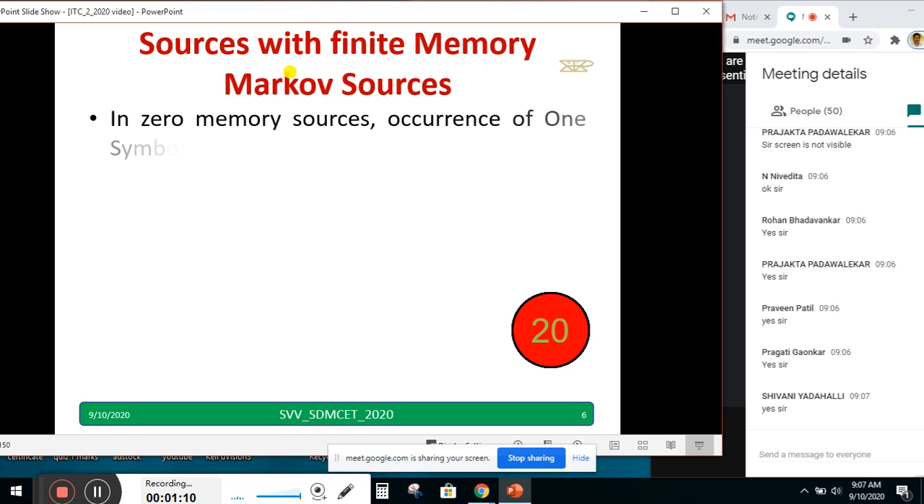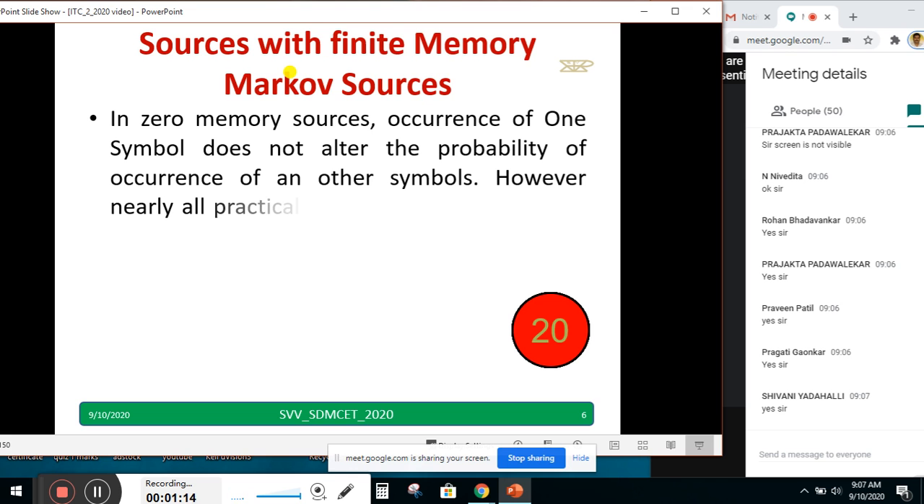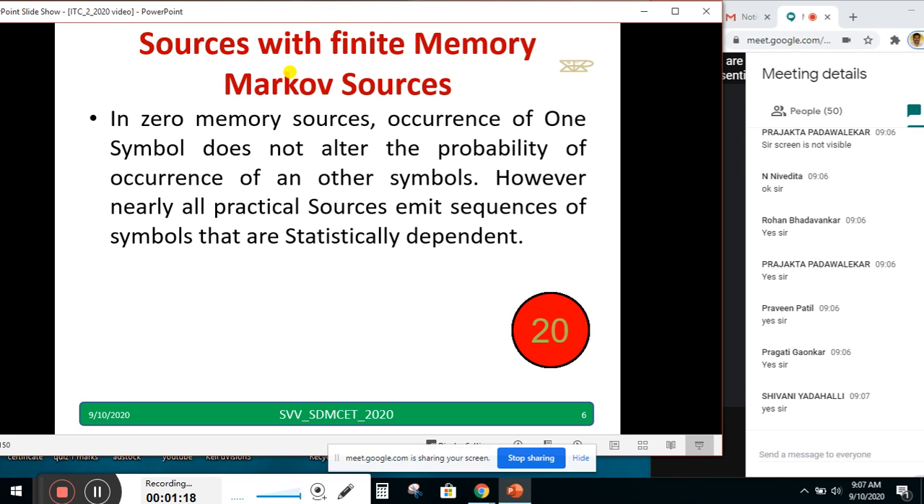In a zero memory source, the occurrence of one symbol does not alter the probability of occurrence of another symbol. However, nearly all practical sources emit sequences of symbols that are statistically dependent. Please read this. I'll give you 20 seconds.